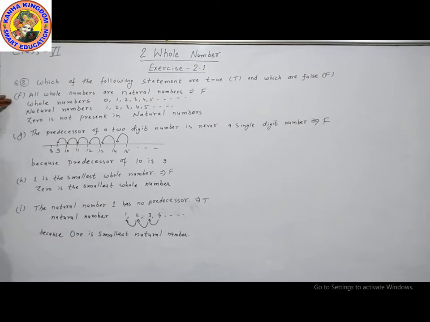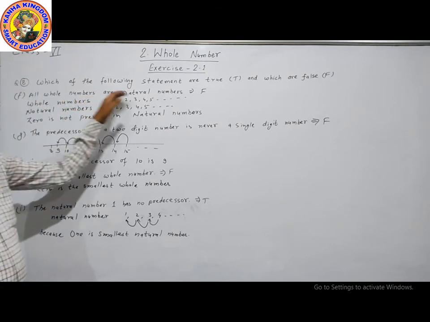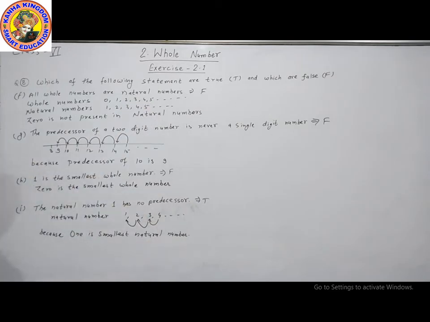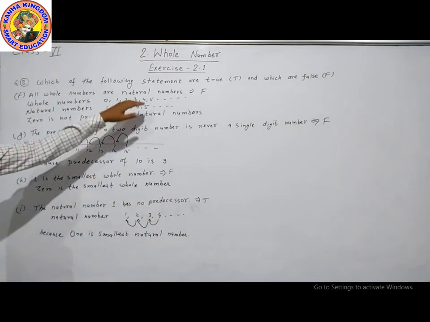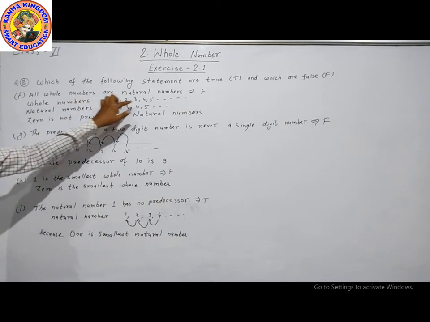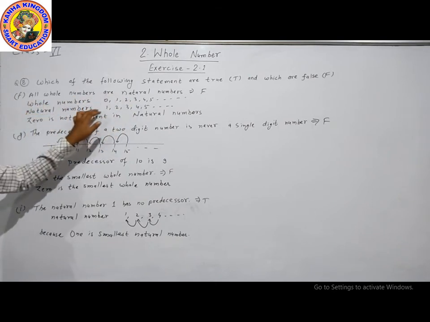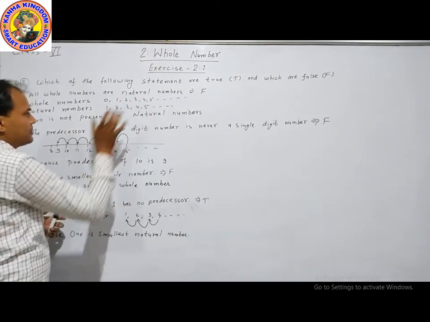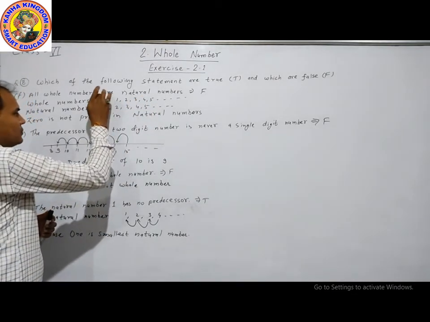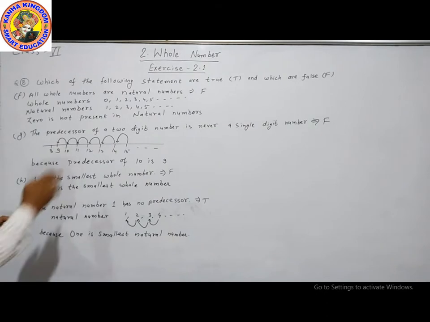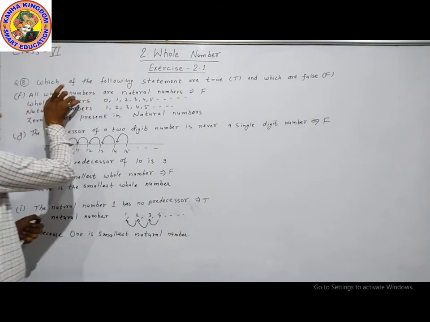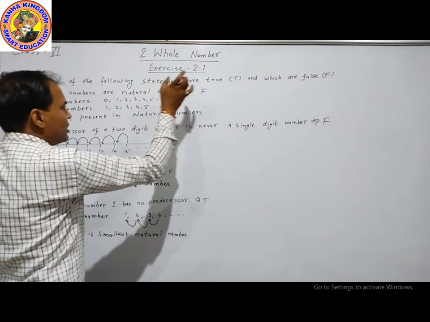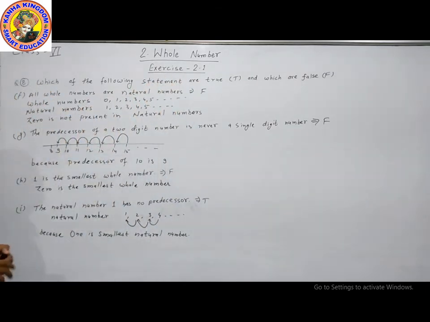Let's begin from this question. All the whole numbers are natural numbers. Whole numbers are 0, 1, 2, 3, 4, 5. Natural numbers are 1, 2, 3, 4, 5. These numbers are present in natural numbers, but 0 is not present in natural numbers. 0 is a whole number but is not a natural number, so the statement is false.